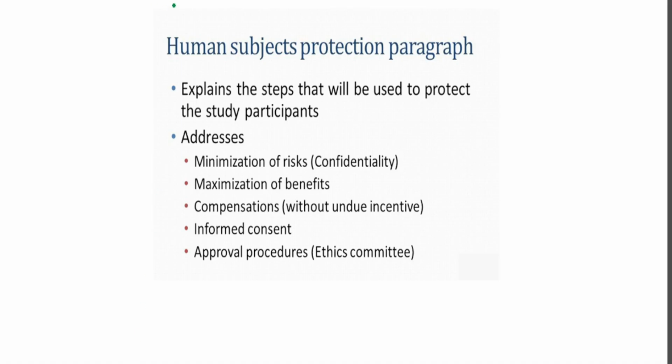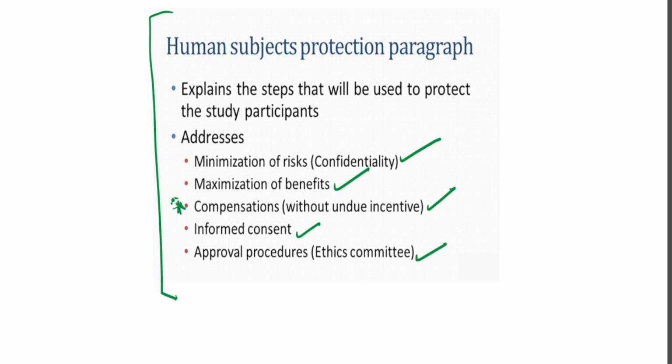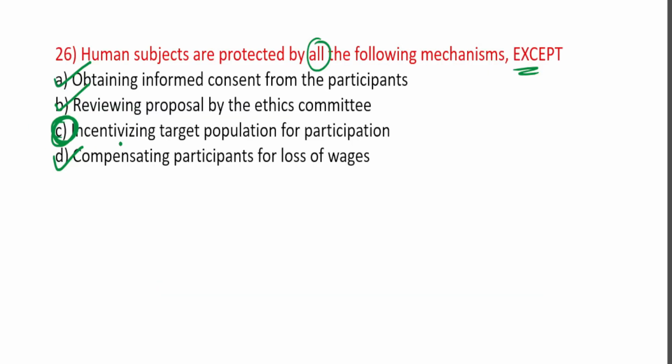See this small discussion on the human subject protection paragraph. It speaks regarding the ethics committee, the informed consent, the compensations, the confidentiality, and the maximization of benefits, but they have never spoken regarding incentives. In fact, see this point regarding the compensations. They have mentioned compensations without undue incentives. That is, incentives are not supposed to be given. So in our question, they have mentioned incentivizing target population for participation. So this is the answer for this question.